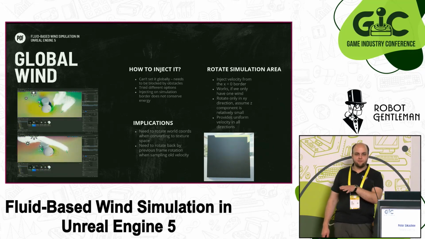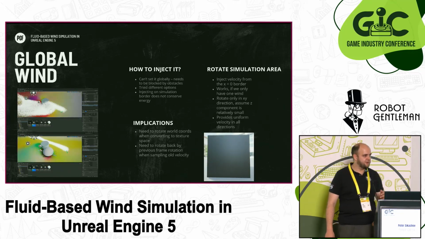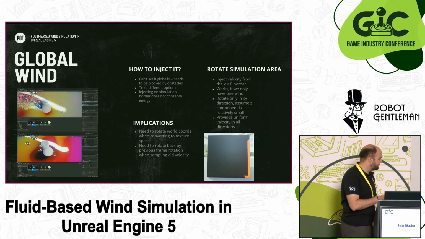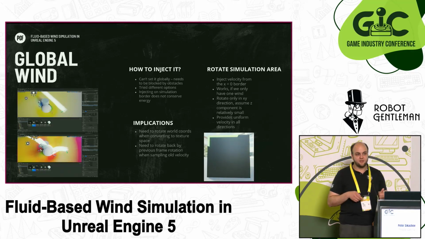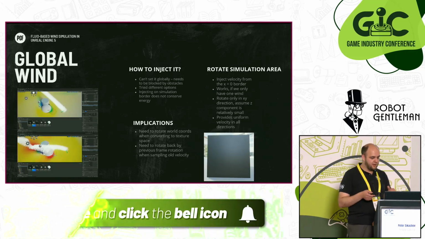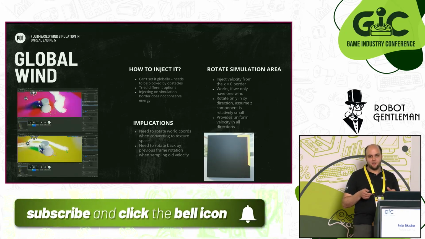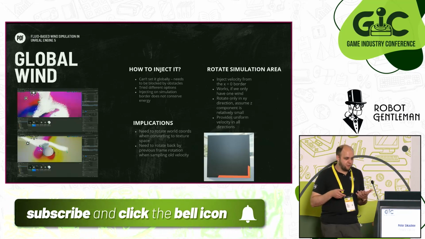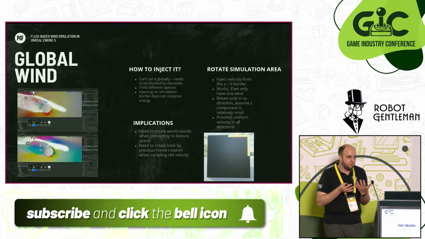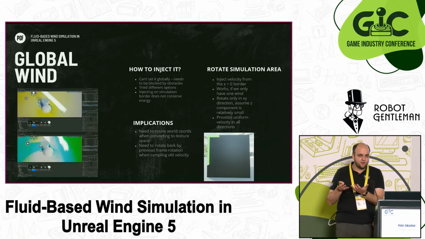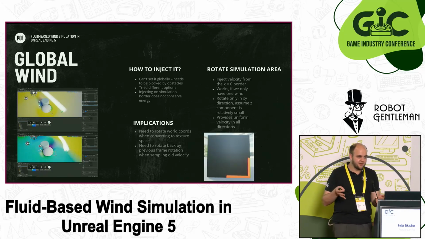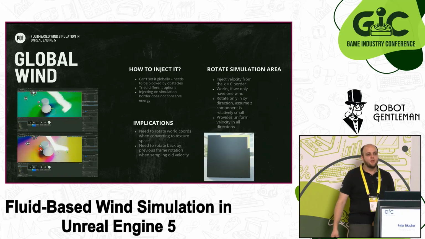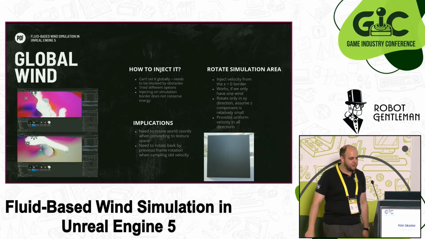So the solution that I arrived at was that we can always inject from, let's say, the negative x or positive x boundary, and instead we just take the whole simulation area and rotate it. We can do that because for global wind we only have one direction. If we have multiple winds, we just add them together, get a resultant vector, and call it the global wind.